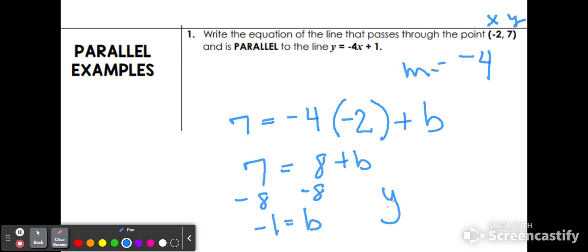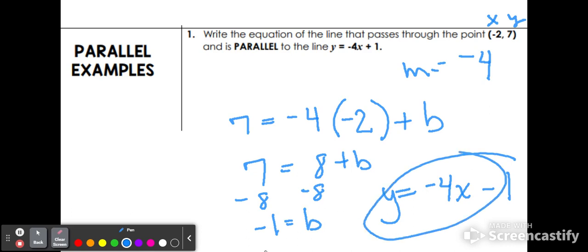So the equation that will be parallel, that will pass through the point -2, 7, will be -4x, because that's the same slope, -1. There we go. There's your first one. All right, let's look at the next one.